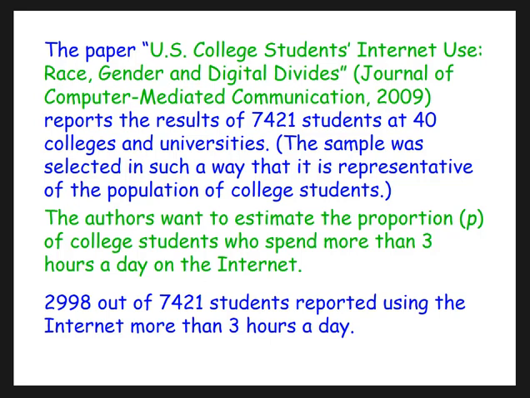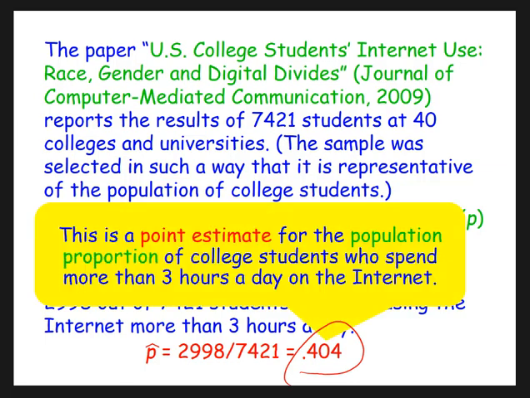2,998 out of that 7,421 students reported that they did use the internet more than 3 hours a day. We calculate that proportion. Now this is p hat because it is from a sample, not from the whole population. 2,998 divided by 7,421 gives us a point estimate of 0.404. So that is our point estimate for the population parameter. It's an estimate for the population parameter, but we use the sample to create it.